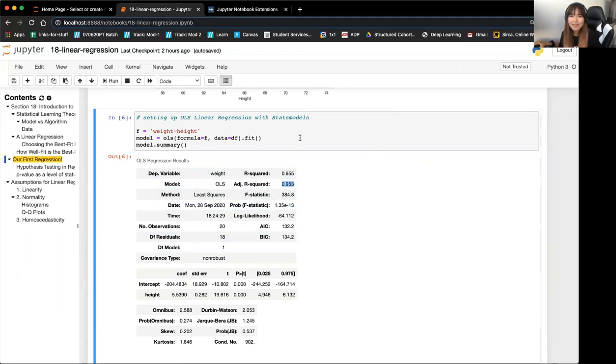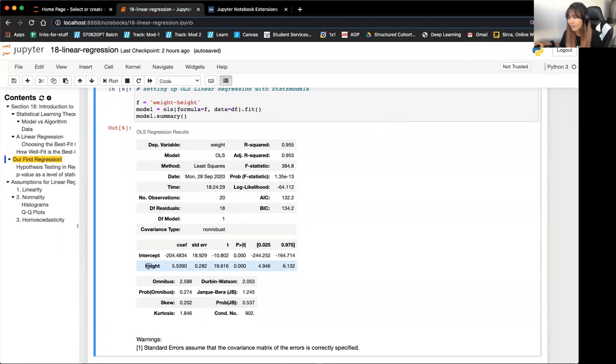Adjusted R squared is something, I think there's a lab on it, but basically adjusted R squared takes into account the number of variables that you have. So when you get to multiple regression, when you have not just height, but maybe other variables like blood pressure or iron, if you have other things that you're trying to use to determine weight, basically you'll see that if you have more features, R squared will always go up.